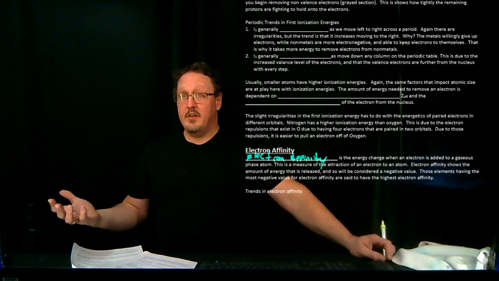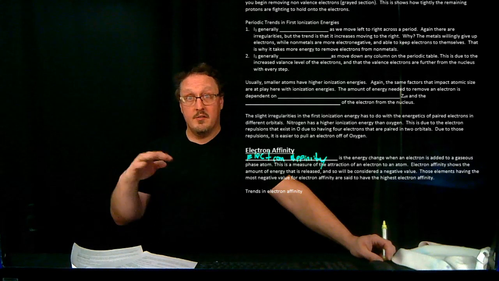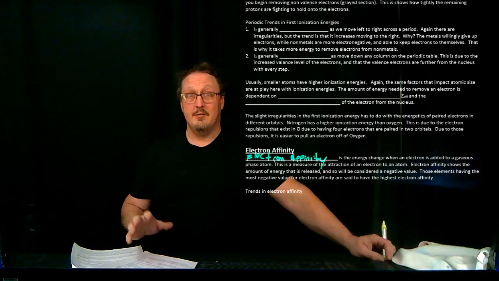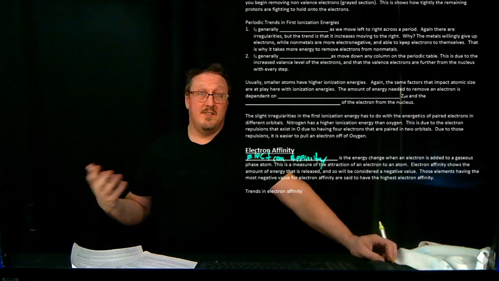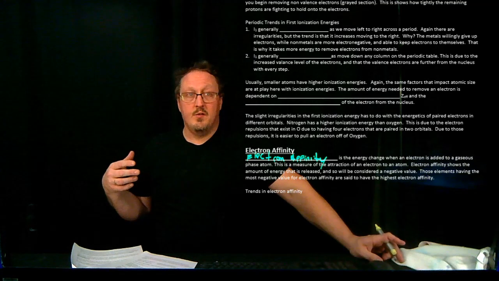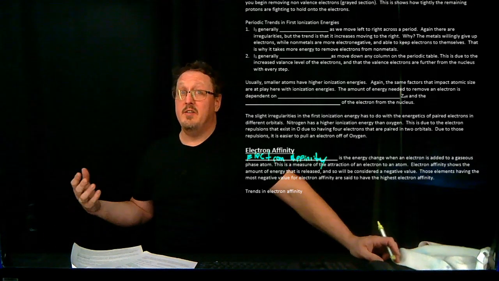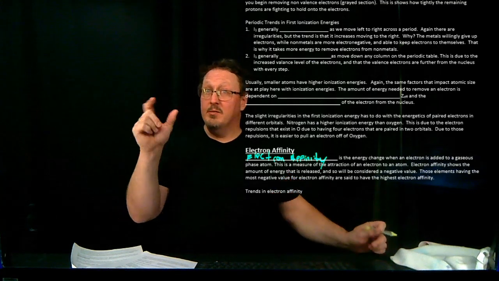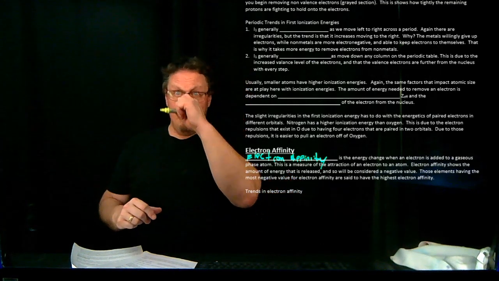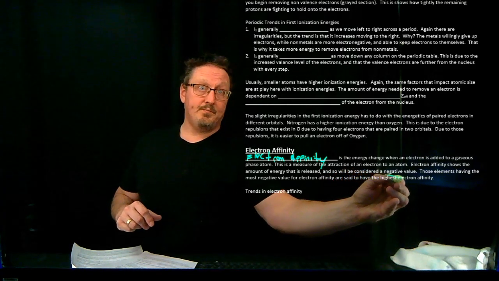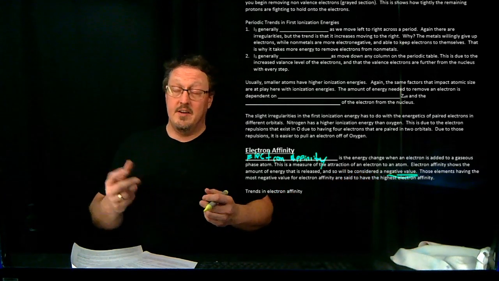Again, it's the gas phase, so we don't have to worry about the energetics of changing phase, or going from a solid to a liquid or any of that, because it's all taken care of. Now this is the measure of an attraction of an electron to an atom. Electron affinity shows us the amount of energy that is released when that happens. Because it's released, if we go back to our thermodynamic brain, that means it's going to be a negative value. So that becomes our definition of the system.